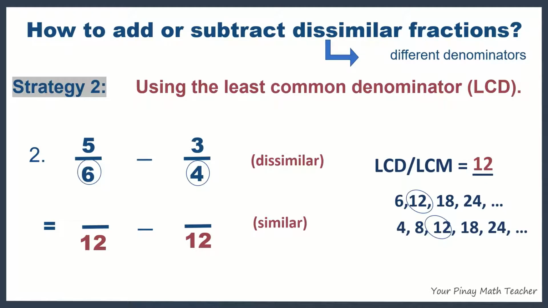So what will you multiply to 6 in 5/6 to get 12? 2. Do the same in the numerator 5. How about in 3/4? What will you multiply to 4 to get 12? 3. Multiplying them, we get 10 and 9. So 10/12 minus 9/12 is equivalent to 1 out of 12, or 1/12.